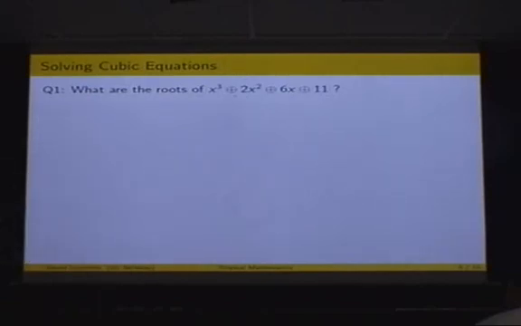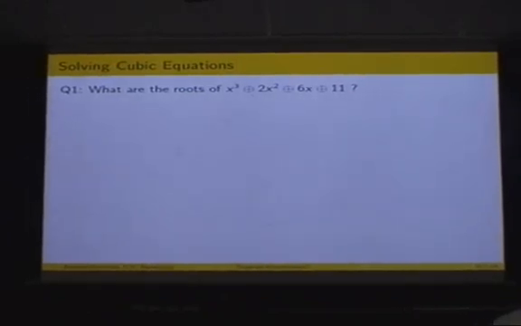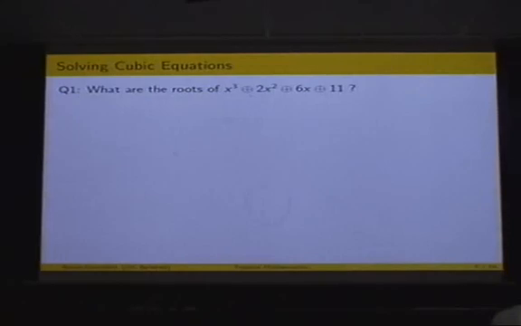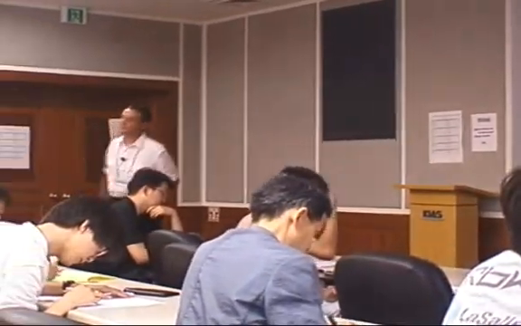My apologies. The lady in light blue, would you like to suggest a root of this polynomial? Minus 2 is not a root. Five? No? Let's try 5. I heard 5. I heard you say 5. So let's try 5, okay?